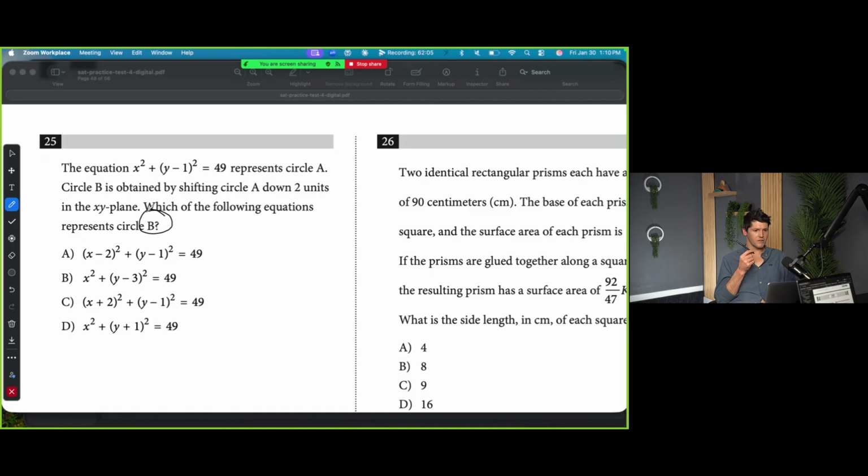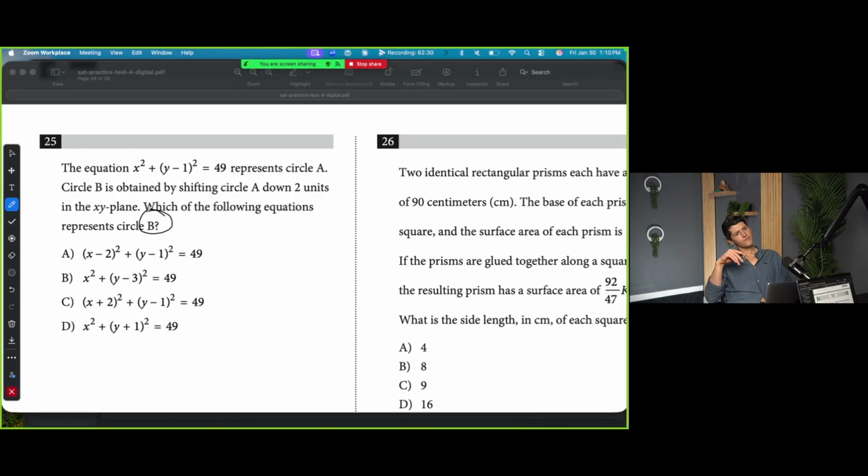I'll read the first sentence now. The first two. The equation x squared plus y minus 1 quantity squared equals 49 represents circle A. Circle B is obtained by shifting circle A down 2 units in the xy plane. Okay, so tell me what you noticed about this question that makes it of interest to us.